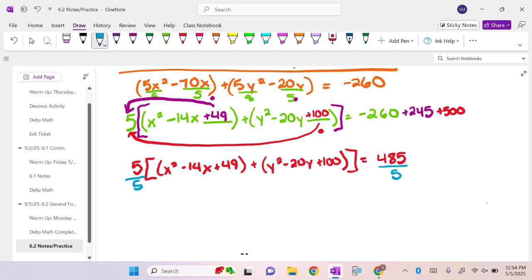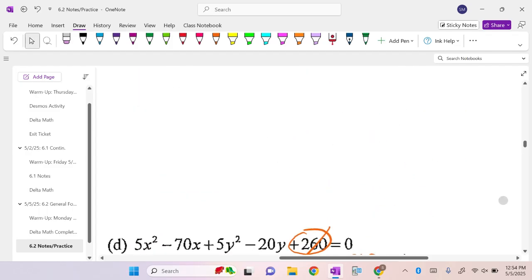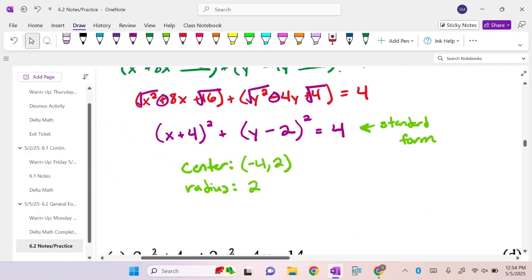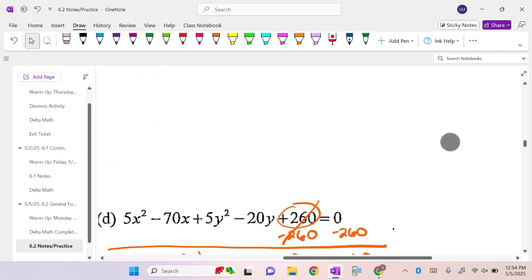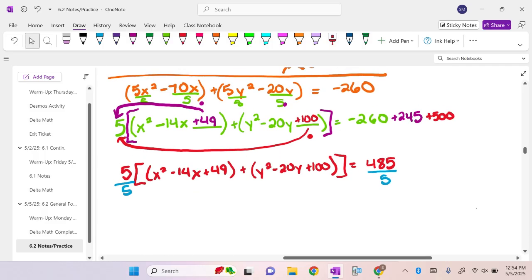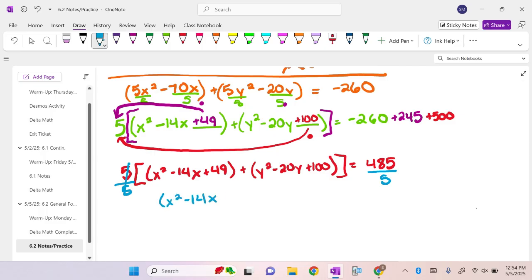So I can't get rid of the 5 until after I do my completing of the square process. All right? Because from there, we want our final answer to look like this one right here. So it doesn't have any number in front of it. So now I can get rid of it. So if I do 485 divided by 5, what am I left with? 97. So I have x squared minus 14x plus 49 plus y squared minus 20y plus 100 is equal to 97.